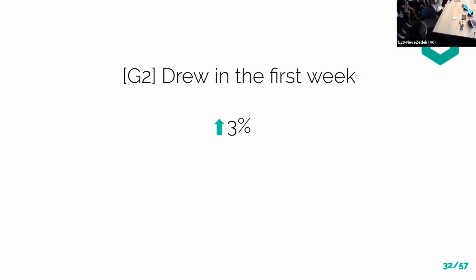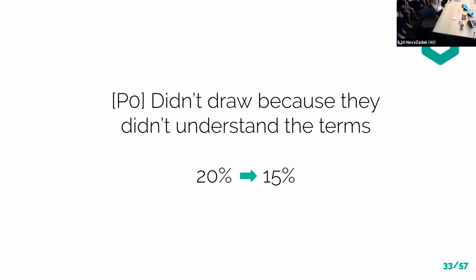didn't understand the terms. In B0, we did an interesting experiment and called users and asked them, okay, you didn't draw. Why not? Is it because you didn't understand the terms? And 5% fewer said that was the reason. So at first 20%, 1 in 5 users, didn't draw because they didn't understand the terms. Now we have 15% who didn't draw because they didn't understand the terms.